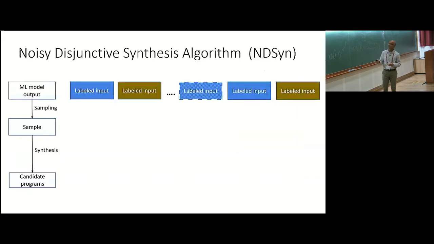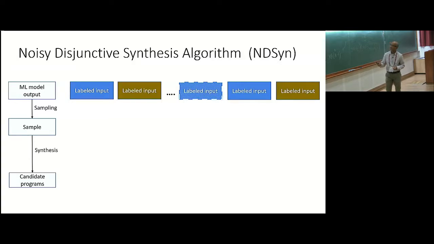So here's a diagrammatic way of understanding this algorithm, which for whatever reason is called NDSyn. It stands for noisy disjunctive synthesis algorithm. The input is noisy, and it's disjunctive synthesis because the output is a set of programs. And people in formal methods call sets disjunctions because it's A or B or C. A is a program, B is a program, and so on. So that's why it's called NDSyn.